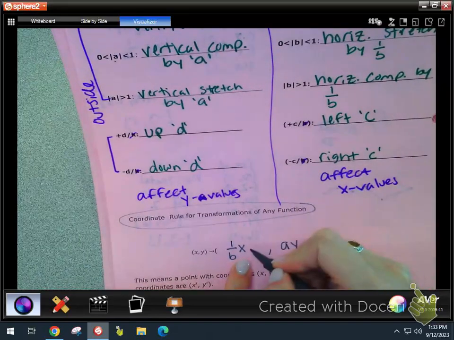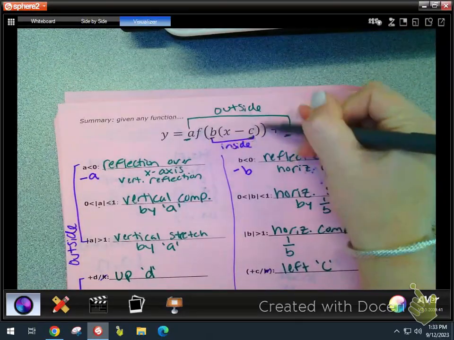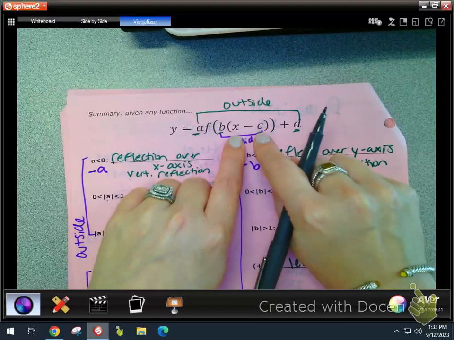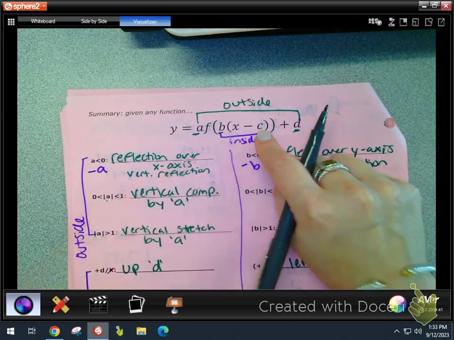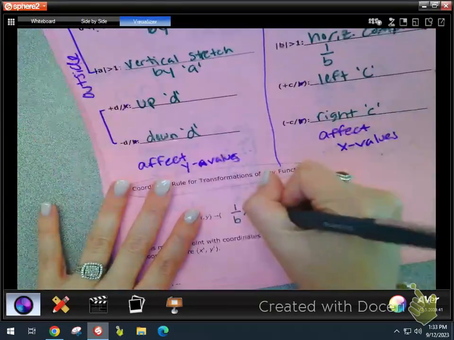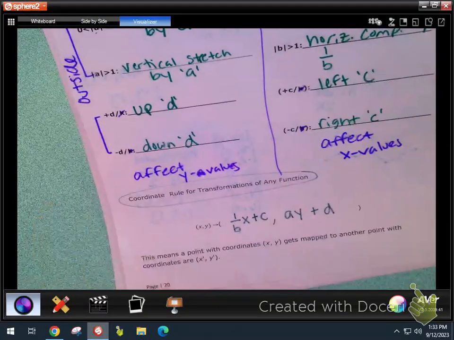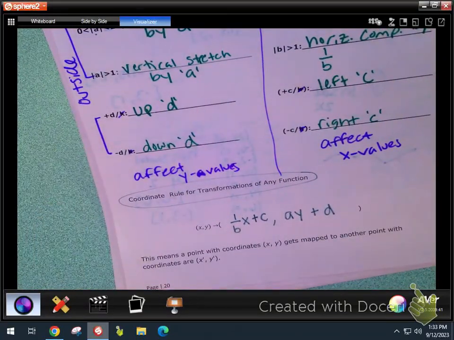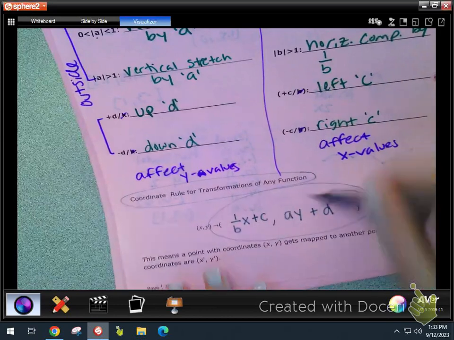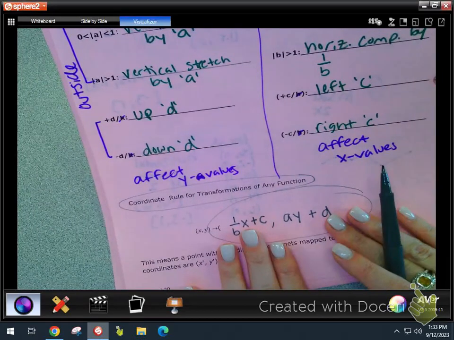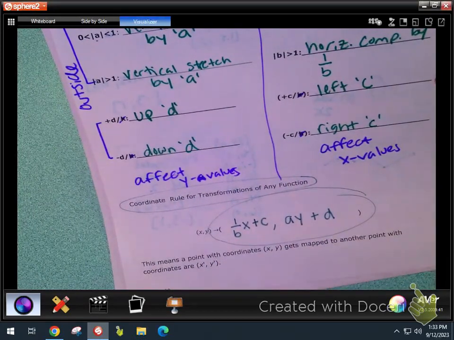And then you're going to do the opposite operation of C. In this transformational form, this is written as a subtraction of C. So in my table, I need to do a plus C. That just means it's going to be your opposite there. So this will help you build your rule. You do not have to memorize this. This is just piecing it all together. This is where they all go.